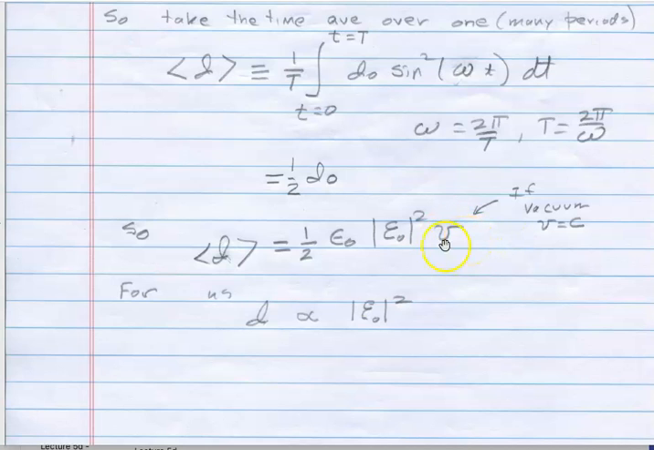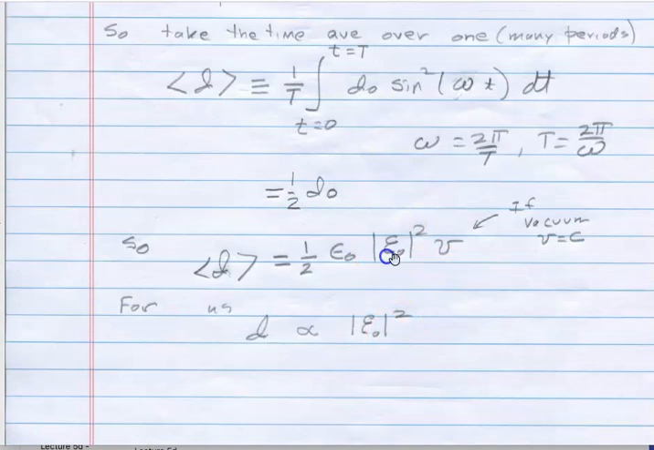The important thing for us is this time average intensity is proportional to the electric field amplitude squared. And we'll use that expression over and over again to get interference patterns, and just the fact that it's a couple of constants here times that amplitude squared. Again, if it's a vacuum, then this becomes c, and you may see that expression as well.